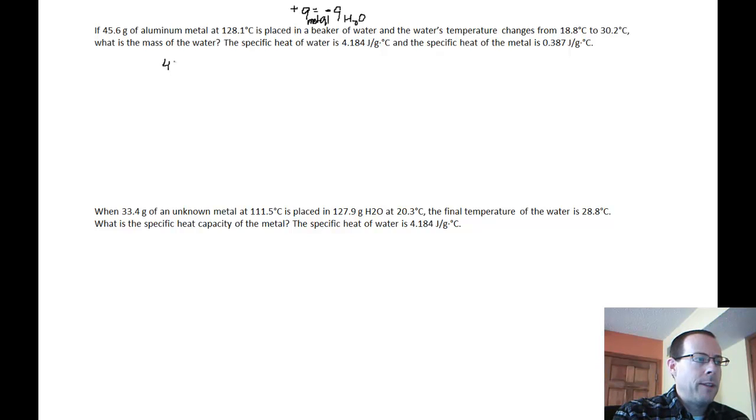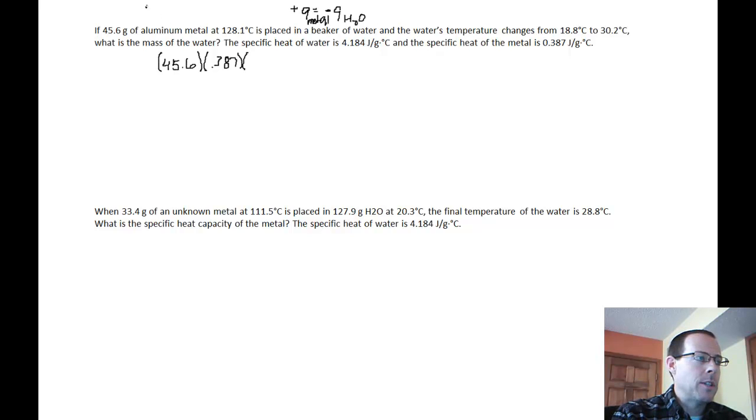So in this first problem, it says if 45.6 grams of aluminum, so that is the M of my metal, at 128 degrees is placed in a beaker of water, and the water's temperature changes from 18.8 degrees to 30.2 degrees, what is the mass of the water? The specific heat of water is 4.184 joules per gram degree Celsius, and the specific heat of the metal is 0.387. All right, so I basically have M, and I'm going to multiply that by C of metal, which is 0.387, and I'm going to multiply that by my change in temperature, which is delta T.